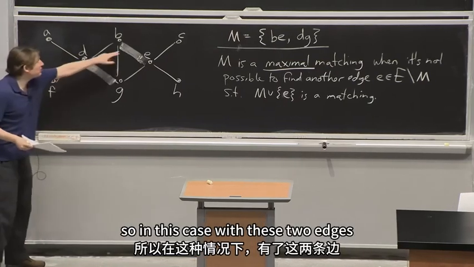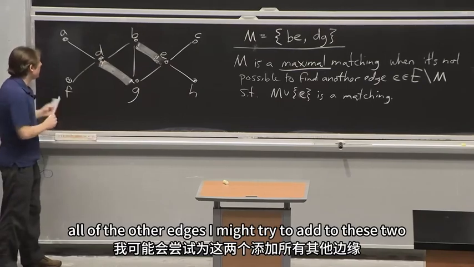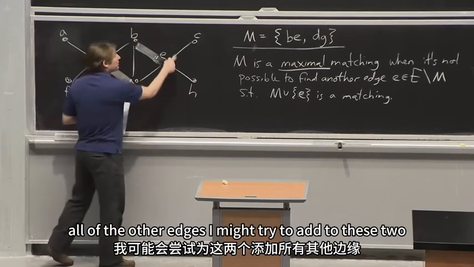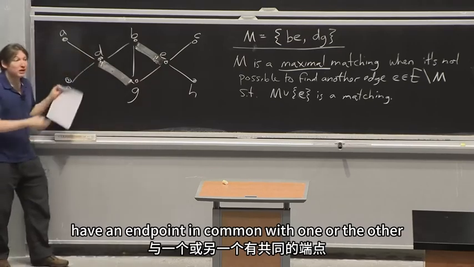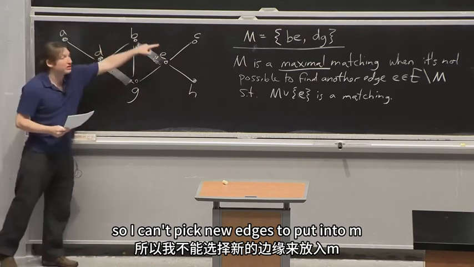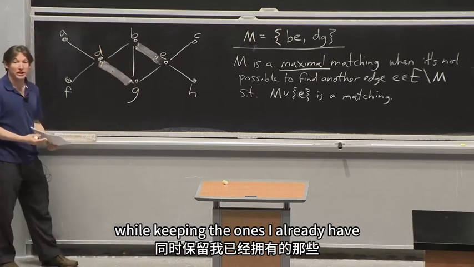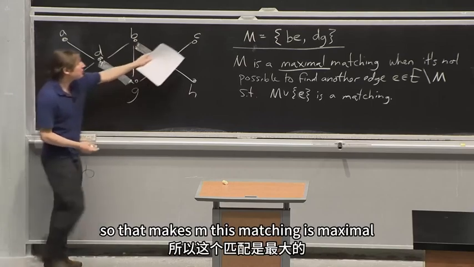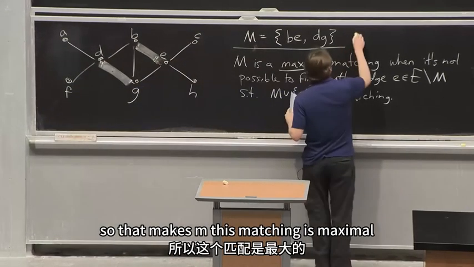So in this case, with these two edges, all of the other edges I might try to add to these two have an endpoint in common with one or the other. So I can't pick new edges to put into M while keeping the ones I already have. So that makes M, this matching, maximal.